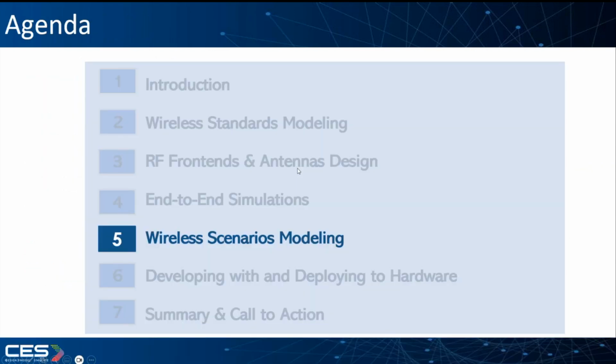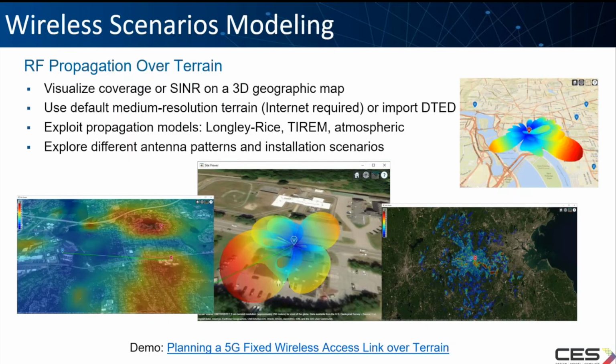We can now place the system into some realistic channel and scenarios where we can better test and understand the performance of our system, and that's called wireless scenario modeling. So we can design an RF propagation scenario and visualize it over a terrain. Antenna Toolbox offers a lot of features for visualizing the coverage. When we say that, we mean the pattern. So instead of visualizing it in 3D, we can visualize it over a map.